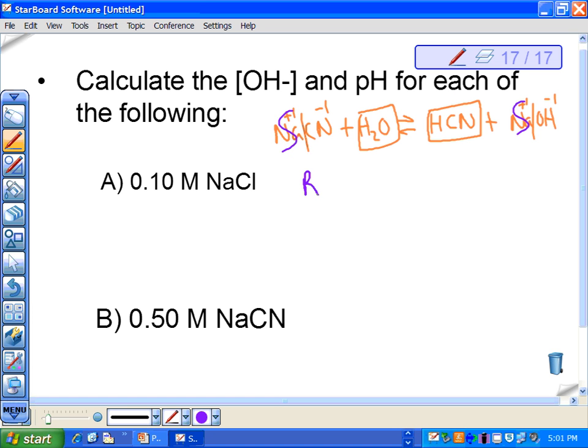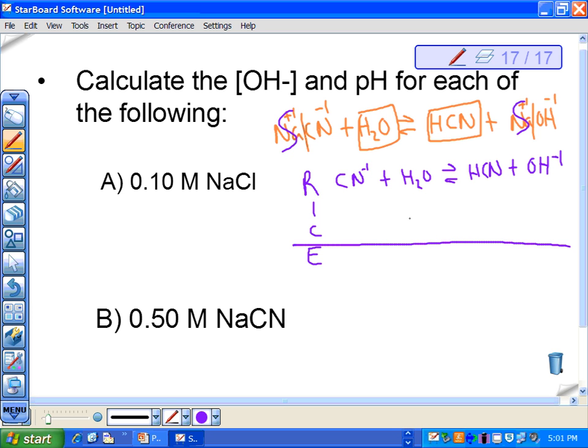So when we get ready to RICE this guy, we actually have CN minus plus water makes HCN plus OH minus. Now the water we don't care about. The sodium cyanide was 0.5, so 0.5 molar. In the beginning this is 0. So you're going to have minus x, plus x, plus x: 0.5 minus x, x, and x. So we're going to get x squared over 0.5 minus x.